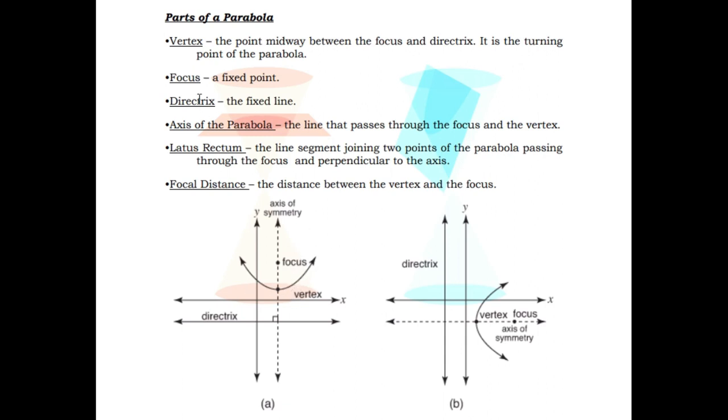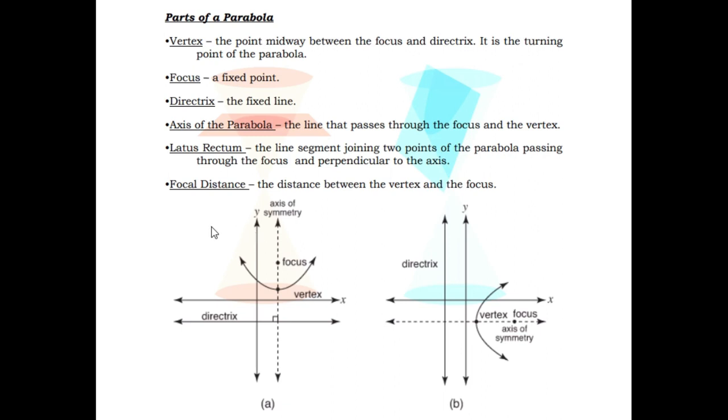And now focus. Focus is a fixed point. Directrix is a fixed line. So the distance between the focus and the vertex and the distance between the vertex and the directrix are the same. And now, the axis of the parabola. The axis of the parabola is the line that passes through the focus and the vertex. So the line that passes through the focus and the vertex is called the axis of symmetry or the axis of the parabola.